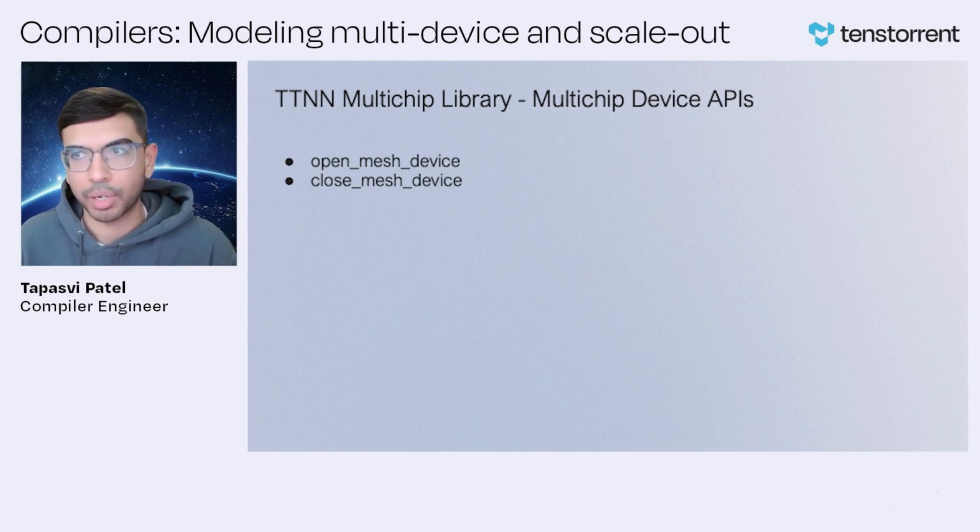TTNN has a bunch of different device APIs that it exposes. Two of the main ones are open mesh device, so you can open a device cluster according to a specific mesh, and close mesh device. Anybody who's already programmed using TTNN will find this very similar to TTNN open device. You might have just blindly provided 0 up until now, but we can actually provide a specific mesh that you want to open for your program.